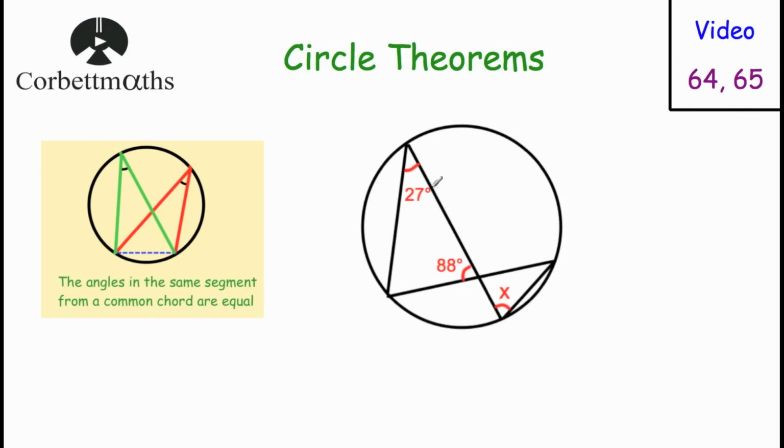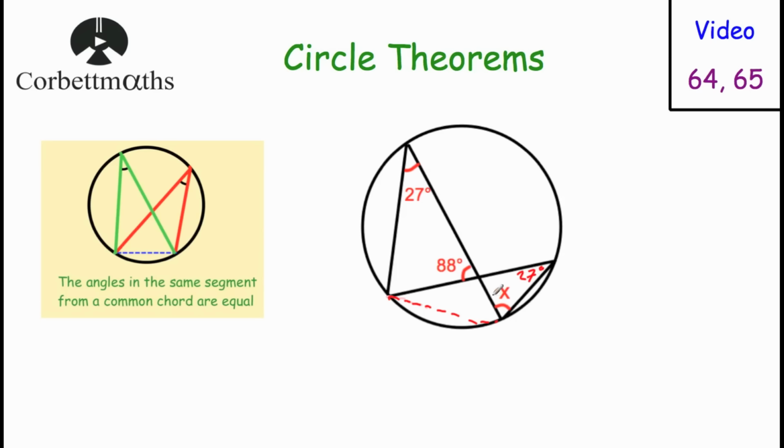Okay, let's have a look at our next example. So we've got this circle. We've got our 27 degrees, our 88 degrees, and our angle x. And we've been asked to find this angle x. As you can see, we've got this chord at the bottom here, and we've got our lines coming up here and here, and also the lines coming off across here and here. So that means that this 27 will be the same as this angle here. So that angle there is 27 as well.